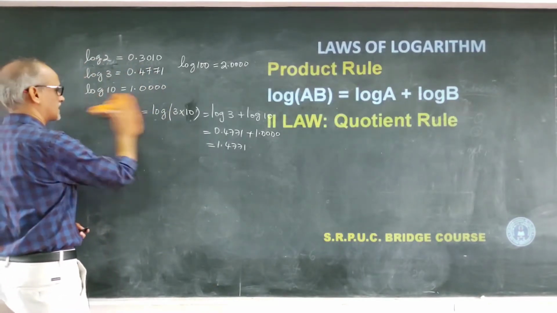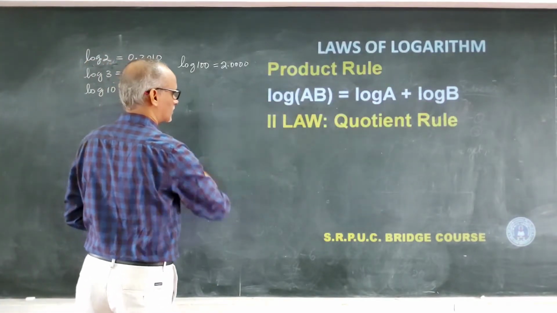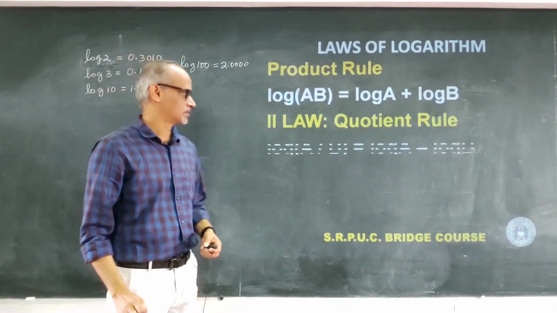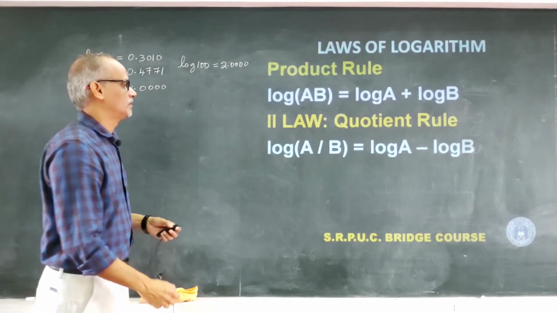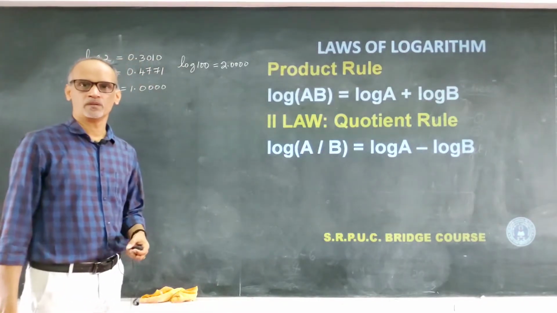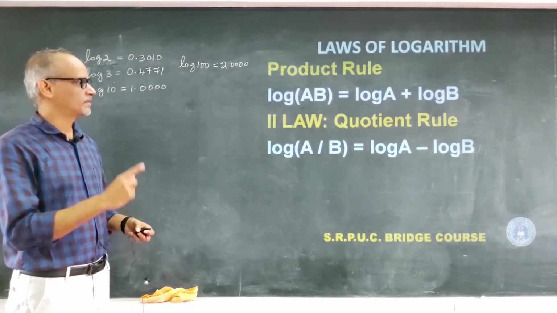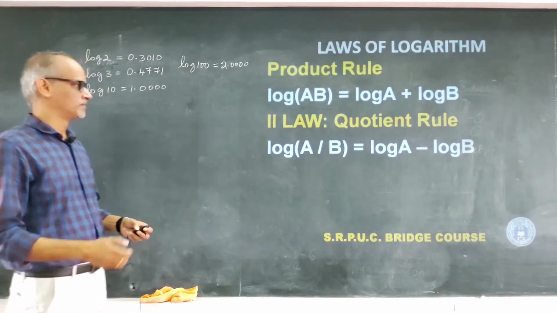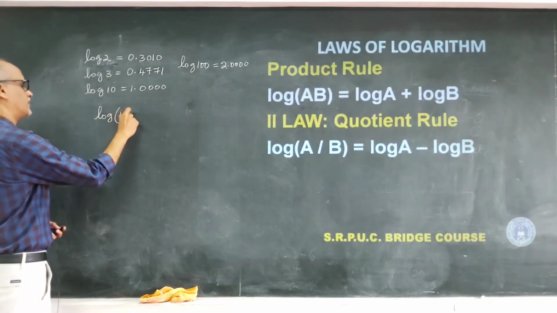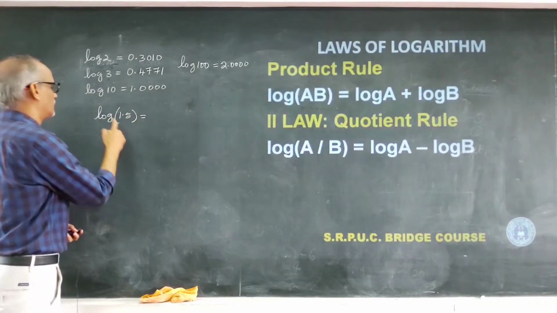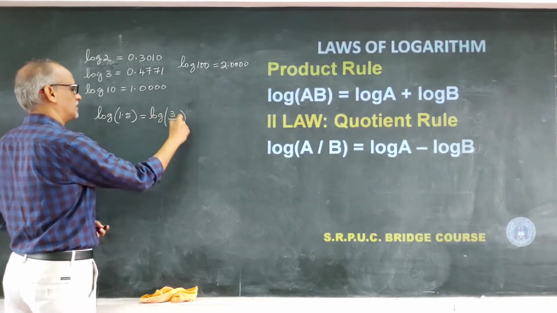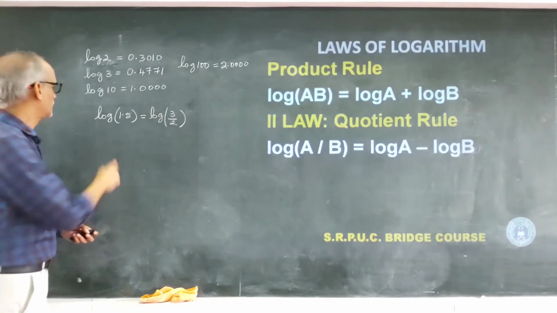Now the second rule, called the quotient rule. So what is the quotient rule? The quotient rule is log of A by B is equal to log A minus log B. Log of A by B is equal to log A minus log B. Let me find log of 1.5. Log 1.5 is the same as log of 3 by 2, correct? Log 3 by 2 is the log of 1.5.